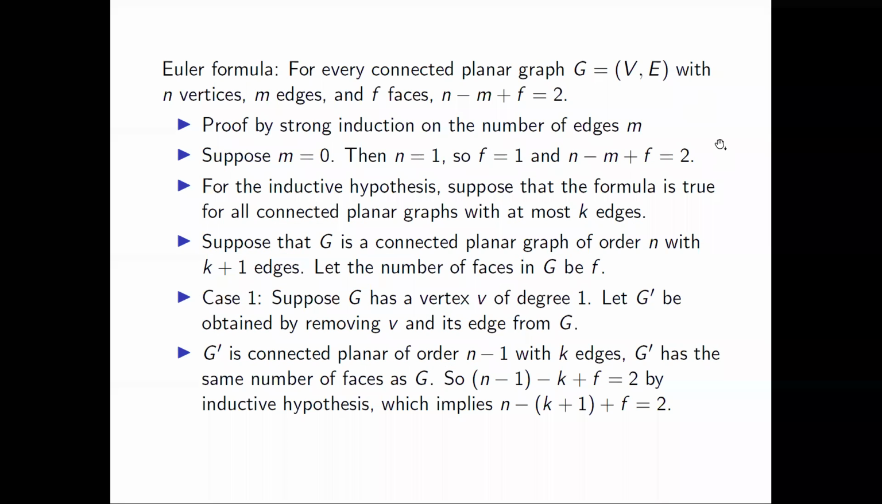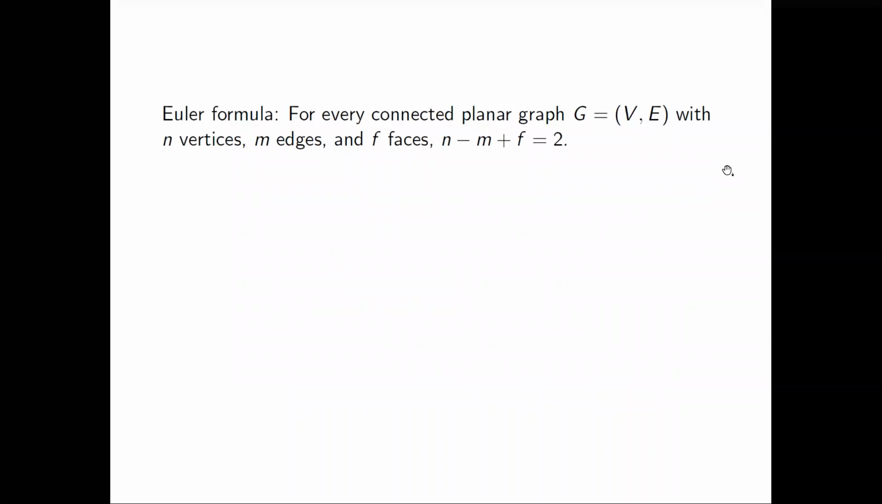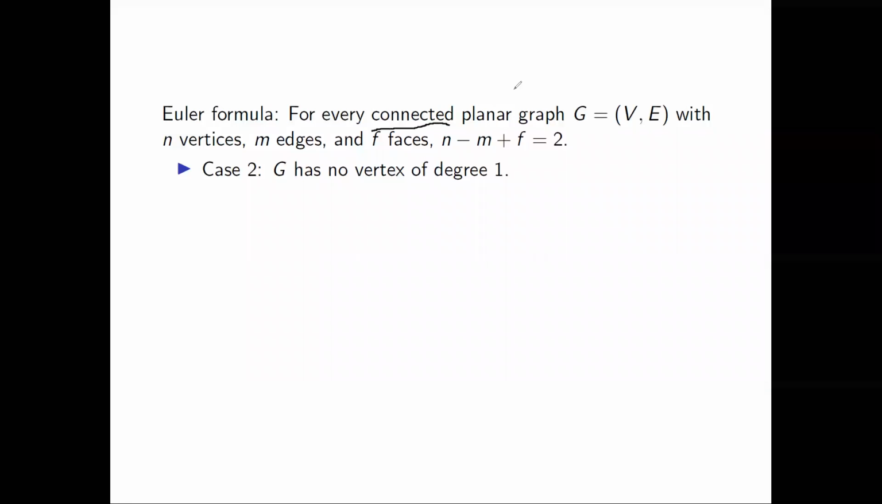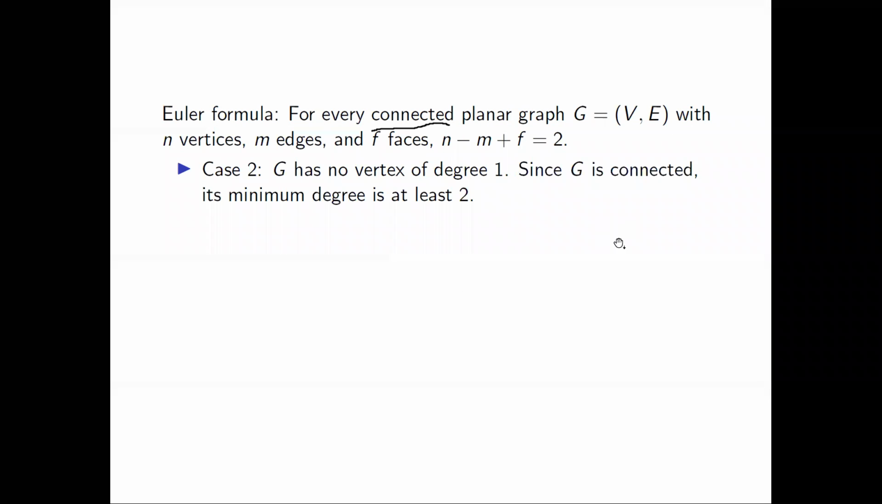So for case 2, we will assume that G has no vertex of degree 1. And I'm just going to underline the important piece of information again, that G is connected. So if G has no vertex of degree 1 and G is connected, G also has no vertex of degree 0 since it's connected. So no vertex of degree 0, no vertex of degree 1, it means all the vertices have degree at least 2. So the minimum degree is at least 2.